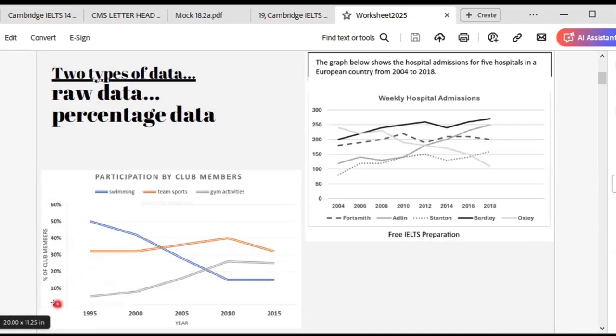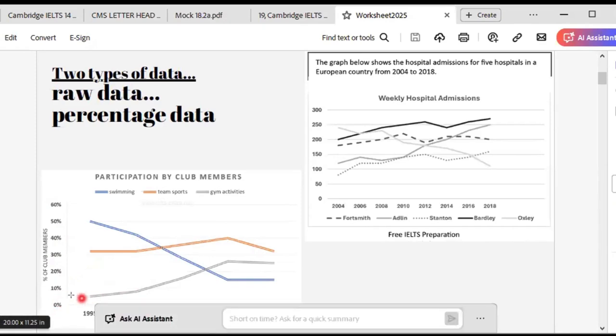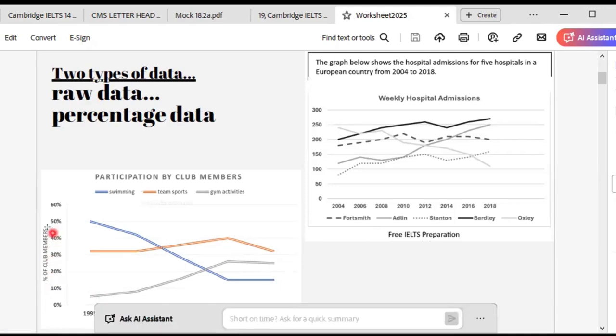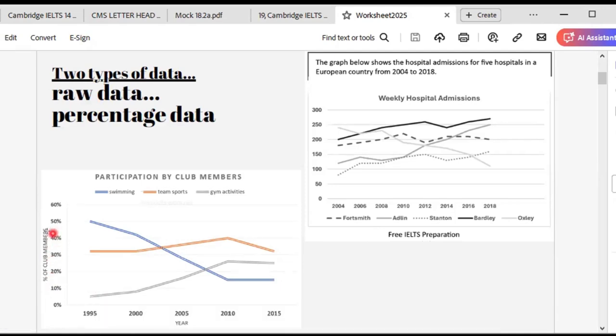So instead of saying in 1995, 5 people participated in gym activities, no, you can't say 5 people. What you should say is 5% of club members. They've written it for you on the y-axis. This is a guide. 5% of club members. That's how you should write it. That's accurate use of percentage data.